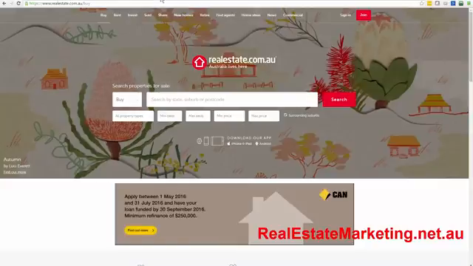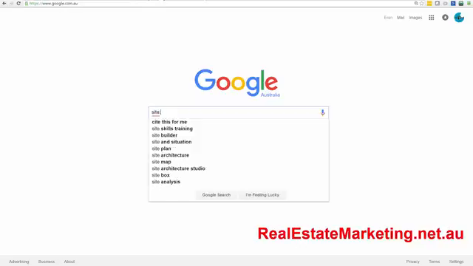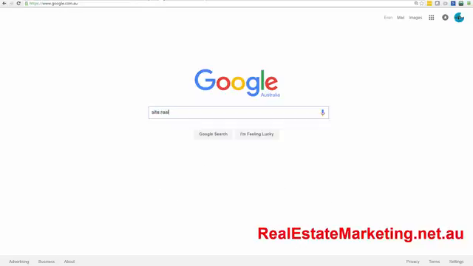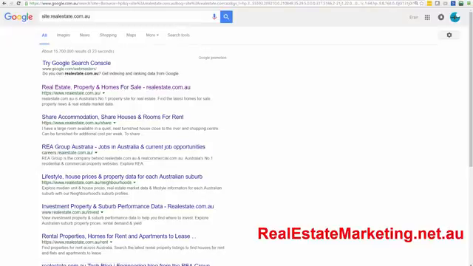So I'm just going to quickly jump across to Google. You can do this anywhere. So what you want to do is go to Google and type in the command site: and then the web address, realestate.com.au, and you push enter. Notice I didn't put the http://, I don't think you need to do that. Make sure that you do realestate.com.au, not miss the .au like so many people do.